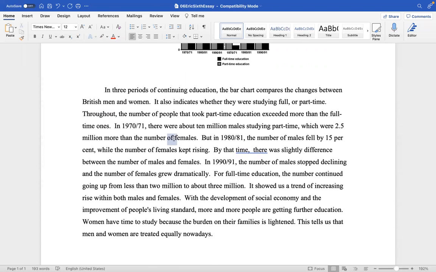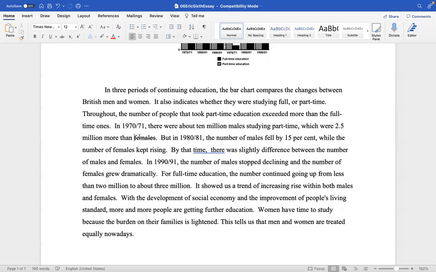But again, of, to, in, with, those are prepositions. So where would you incorporate that to tweak it to make it sound a little bit better? So I would say, "which were 2.5 million more than the females number." More than, yes, good. More than female, or just more than females, right?